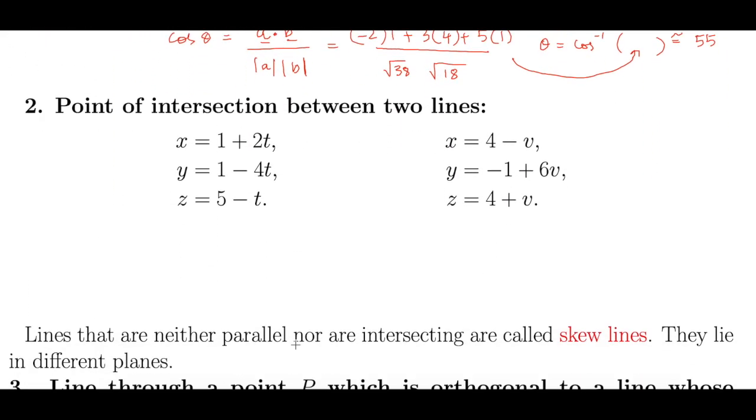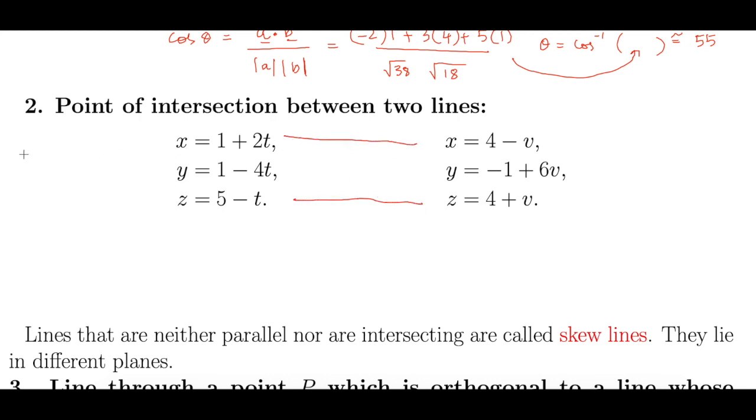Now we are interested in the point of intersection between two lines. There is a possibility that these two lines intersect, and there is a possibility that they do not intersect. So let's see whether these two lines intersect or not, and we will see the conditions while we are doing the problem. So let's take this equation and this equation.